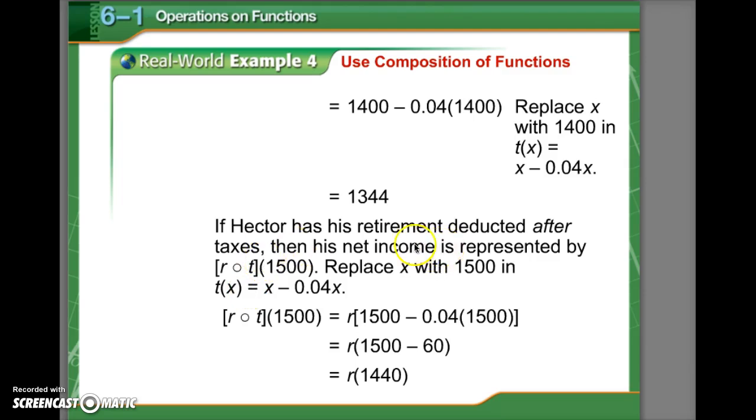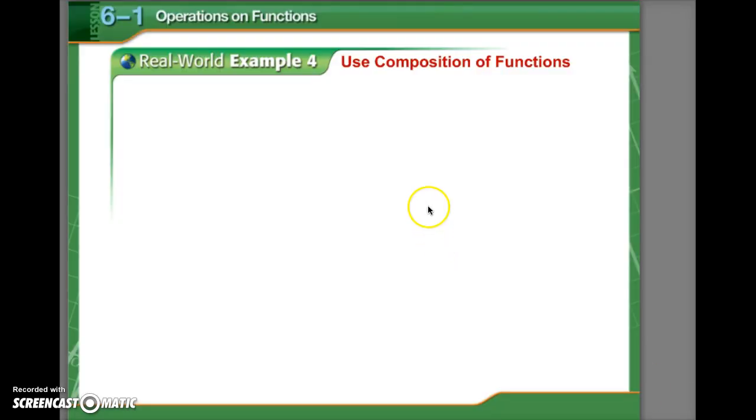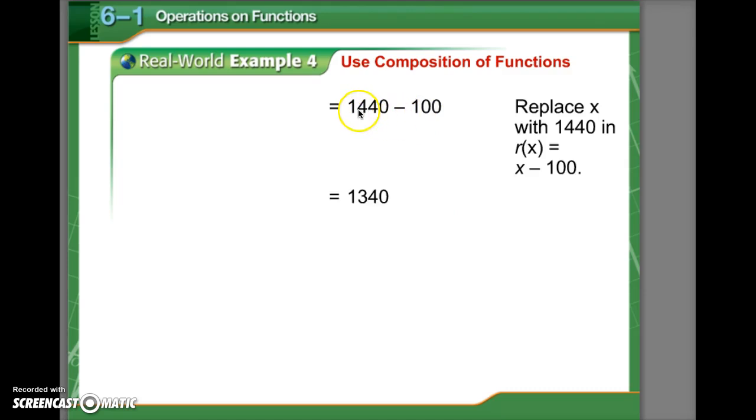Then the after tax function would be R composition T instead of before it was T composition R. So this time we're going to plug 1,500 into the T function first. So the T function, remember, it was X minus 0.04X. So 1,500 minus 0.04 times 1,500. Notice how before it was 1,400. We had subtracted the 100 first, but this time we're not subtracting the 100 first. So when we solve this, we get 1,440. And then we're going to plug 1,440 into the retirement function, which, remember, was just X minus 100. So we have 1,440 minus 100, and we get 1,340.